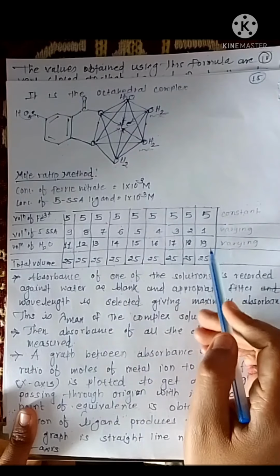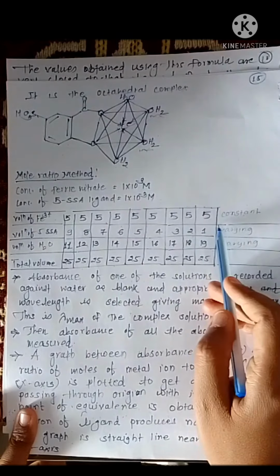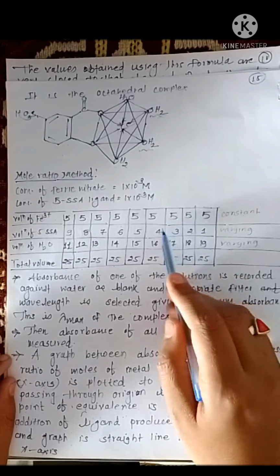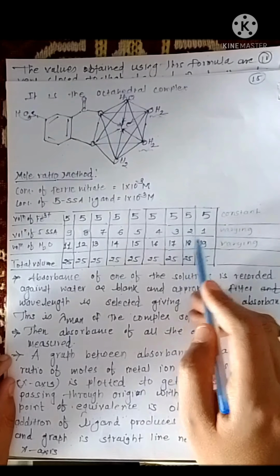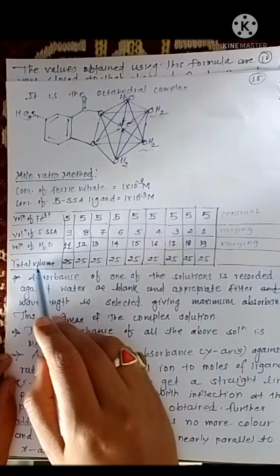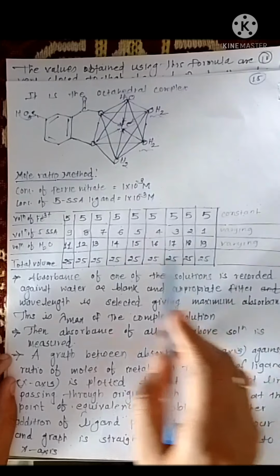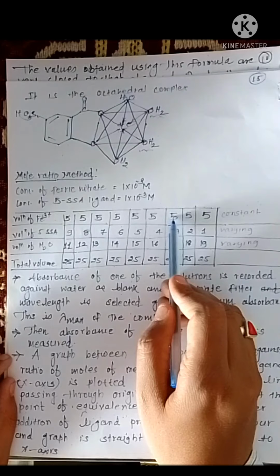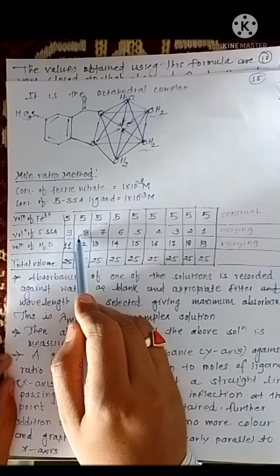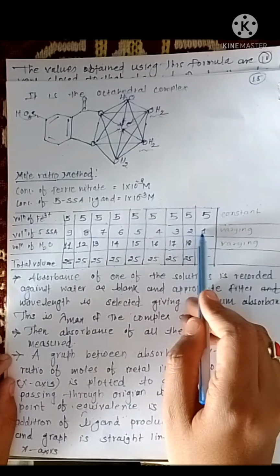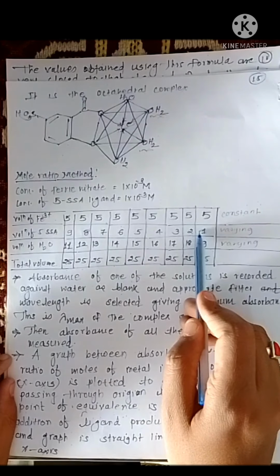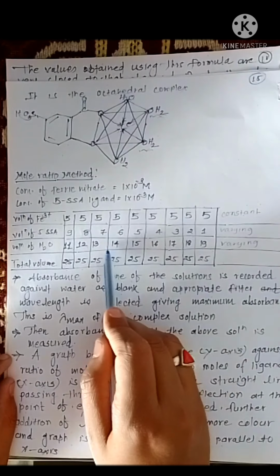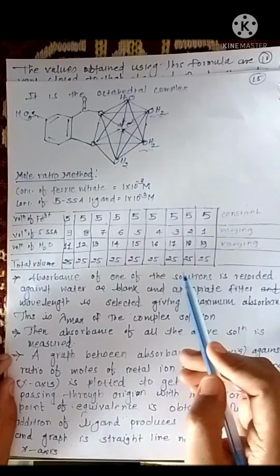Likewise we create a set of 10 test tubes in which the total volume comes to 25 ml. Each test tube contains 5 ml of the Fe3+ ion solution, and every test tube contains a varying amount of the 5-sulfosalicylic acid ligand solution, which is shown in the table. The volume of water is also varying, which is also shown in the given table.